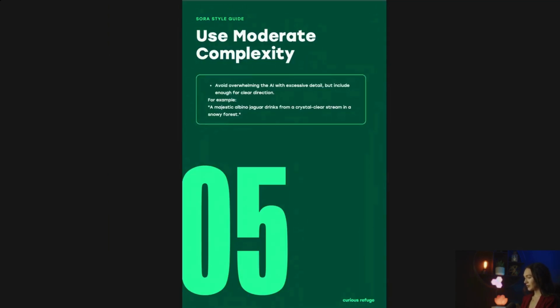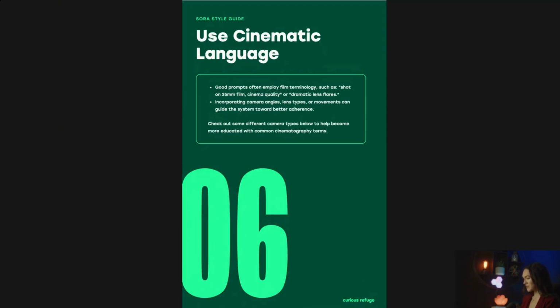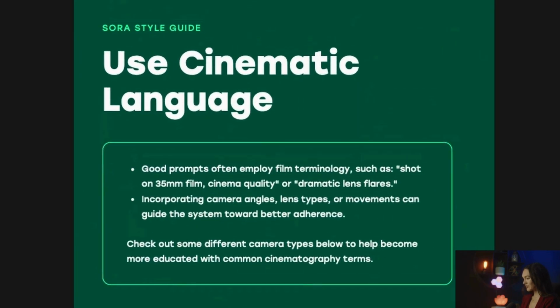Use moderate complexity. Avoid overwhelming the AI with excessive detail, but include enough for clear direction. For example, you might want to use a prompt like, a majestic albino jaguar drinks from a crystal clear stream in a snowy forest. Use cinematic language. Good prompts often employ film terminology, such as shot on 35mm film, cinema quality, or dramatic lens flares. Incorporating camera angles, lens types, or movements can guide the system toward better adherence.